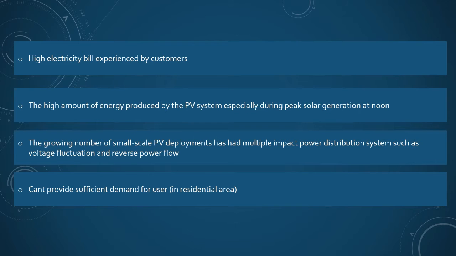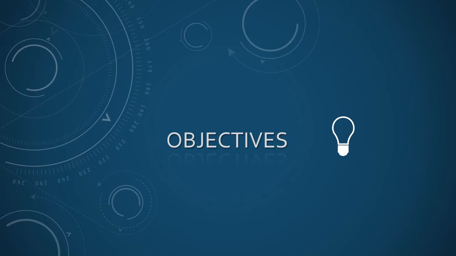Third, the growing number of small-scale PV deployments has had multiple impacts on power distribution systems, such as voltage drop and reverse power flow. And lastly, the cost to build the energy storage is quite high, so that it can provide sufficient demand for users, especially in residential areas. From there, the objective slide will follow.